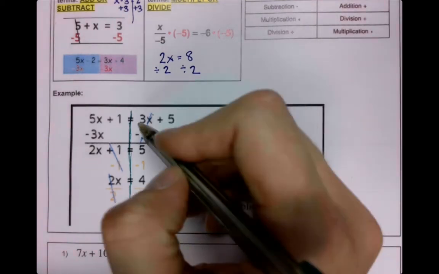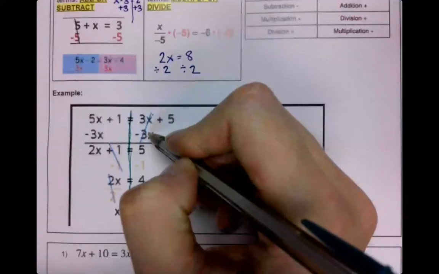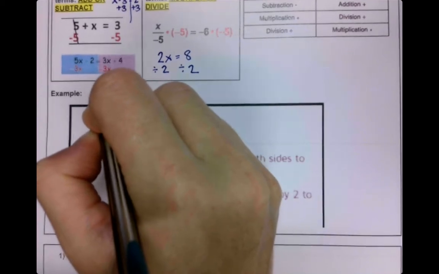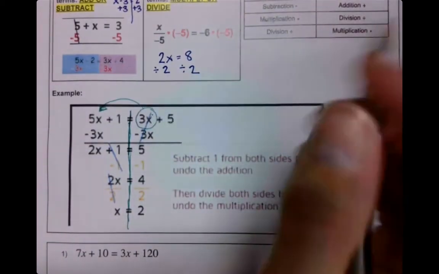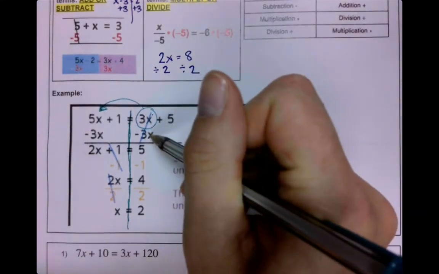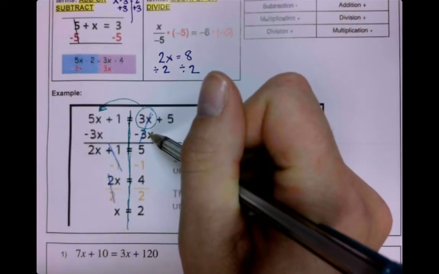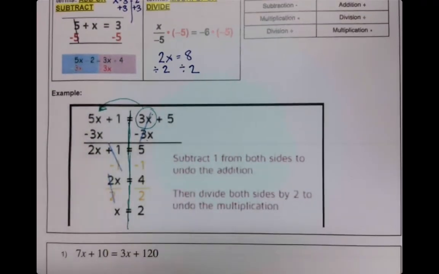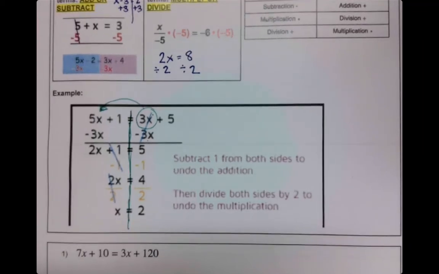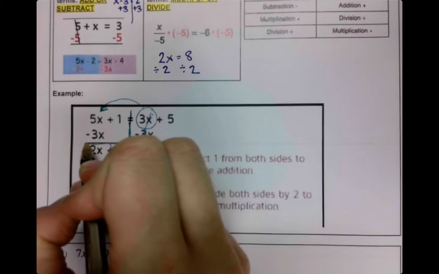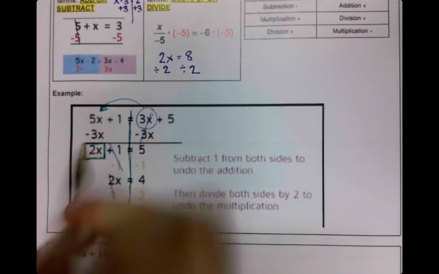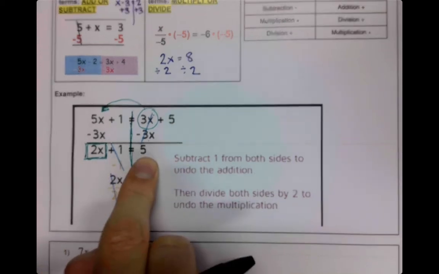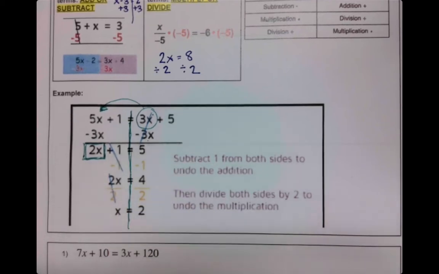So notice how in this example, they're moving the 3x. It was on this side, and they're moving it to go to that side. In order to move it, they had to subtract 3x, because the inverse of positive 3x is minus 3x. So we're minusing 3x from both sides. Then when you do that, 5 minus 3 gives us our 2x. Then notice how it's just a two-step equation. I have 2x plus 1 equals 5, minus 1 on both sides, divide by 2, and I get my answer.